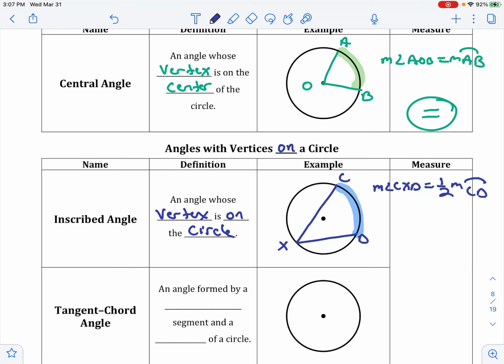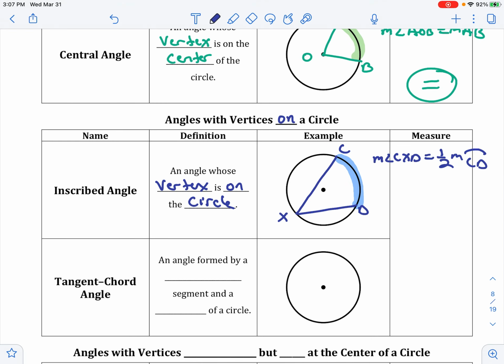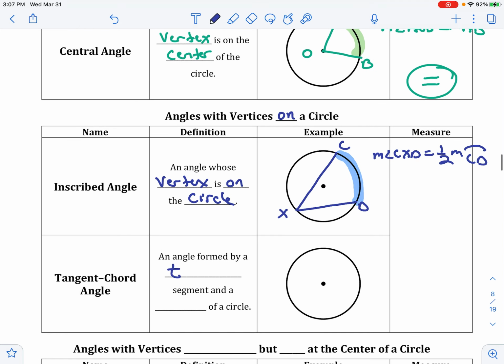Another type of angle that has its vertex on the circle is what we call a tangent chord angle. It's an angle formed by a tangent segment and a chord of a circle. Let's say we have a chord, maybe like this, and then we have this tangent segment that goes right through it like that. Let's say that's the vertex. We'll call this angle EFG, with the G right here. We do, in fact, have an intercepted arc. It's right there. That rule is going to be the same.